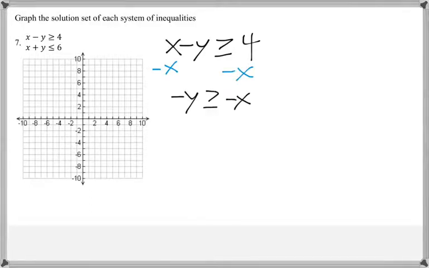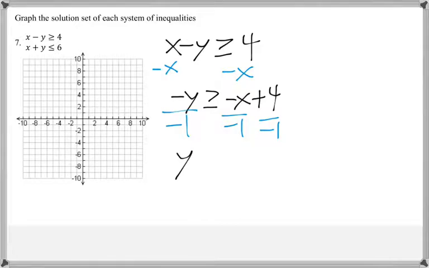On question number 7, it wants us to graph the solution set of each system of inequalities. So we have two inequalities here, and we need to graph them both. So my first step is to isolate for y in both of these. So I'm going to subtract x from both sides, and then I need to divide both sides by negative 1. And this is actually where the rule applies that you need to flip the inequality sign.